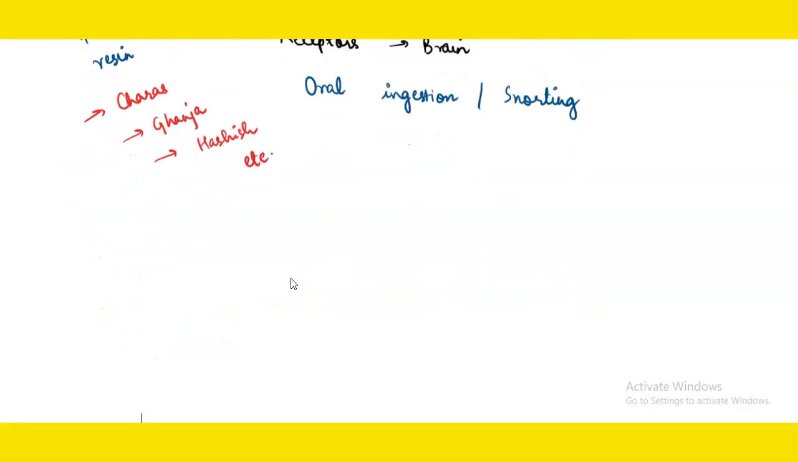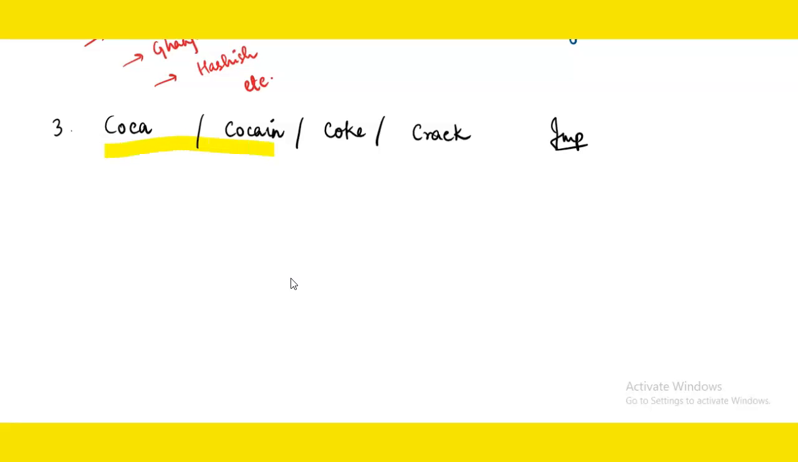Now let's move on to the third drug, that is coca, or coca. It is also known as cocaine. It can also be known as coke, or it can also be known as crack. These names are all important to learn. They may ask you the various names of it in the MCQs, okay?